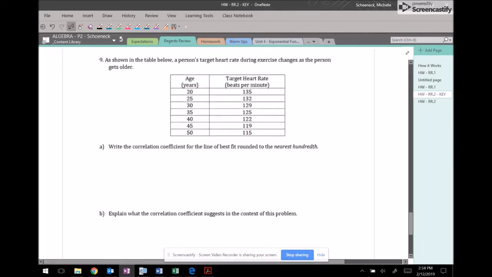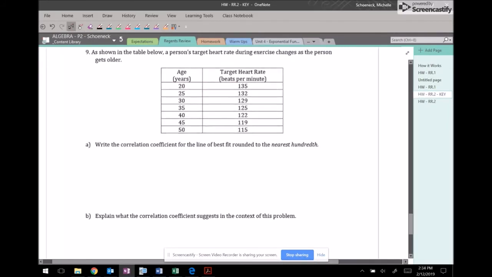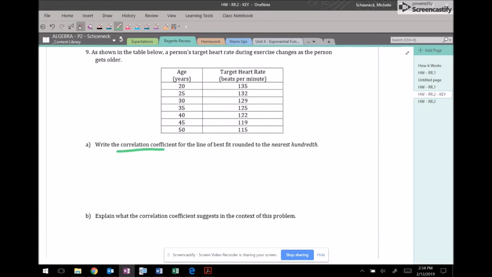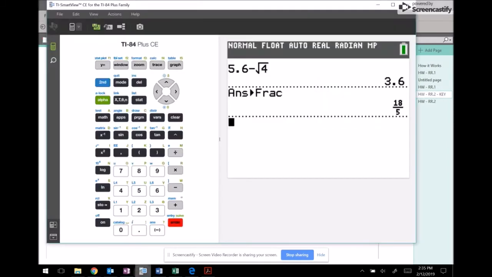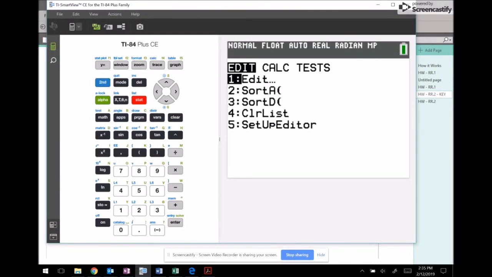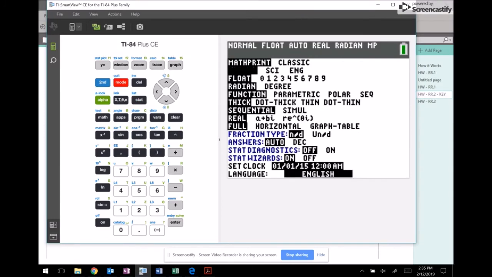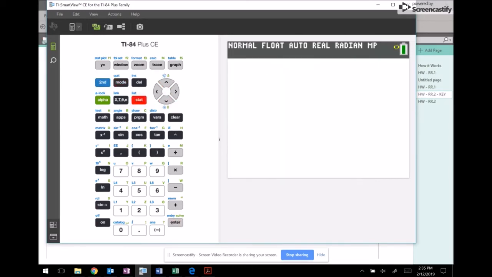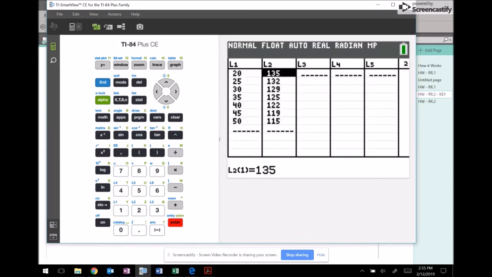Okay, now we're talking about heart rate, and it asks us to find the correlation coefficient, or what r equals. All right, so that's when we want to go to stat edit and type in our lists. Before we do that, though, we need to make sure that stat diagnostics is turned on. So I'm going to scroll to stat diagnostics and turn it on. Good, and then when I go into stat edit, I should have my list there. I do.